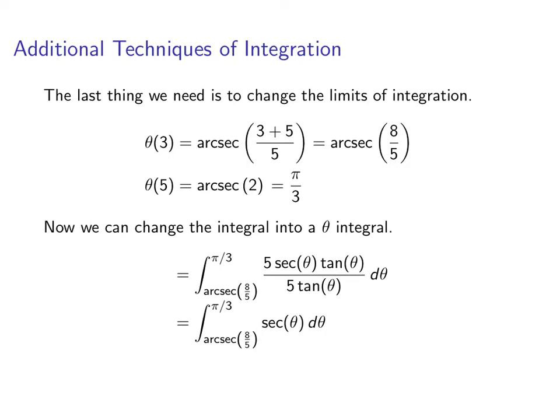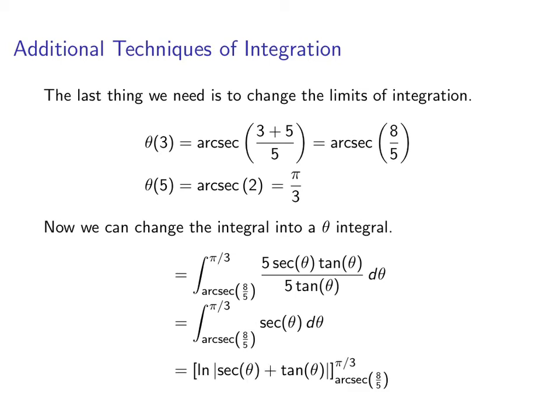Now, antiderivative of secant theta is something that you should know. If you don't have that committed to memory, you should work on that. Put that on your list of things that you need to compute an antiderivative of, have committed to memory. All right, so an antiderivative of secant theta is natural log of absolute value of secant theta plus tangent theta. And we're going to evaluate this from arcsecant of 8/5 to pi over 3.